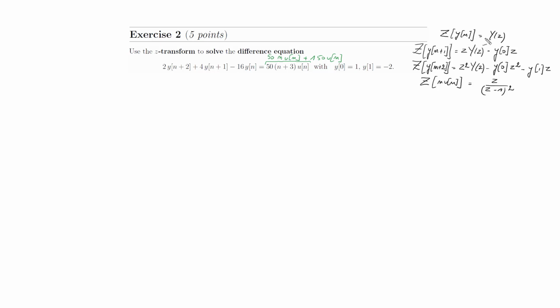If we know the Z transform of this sequence y of n, and it's Y of z, we need to know the Z transform of shifted sequences, shifted to the left. And this explains why we work with the variable z, right? If you shift to the left, this is the shift operator: z is 1 to the left, and z squared is 2 to the left.